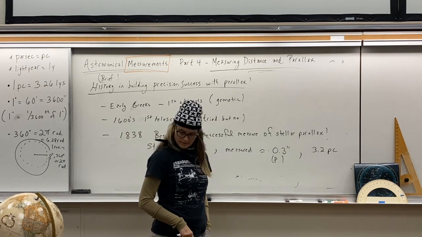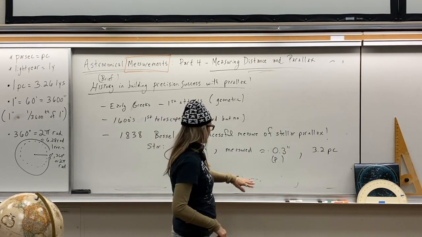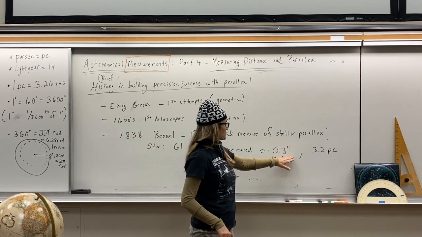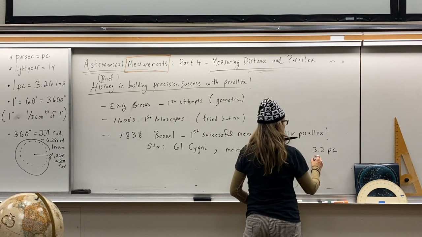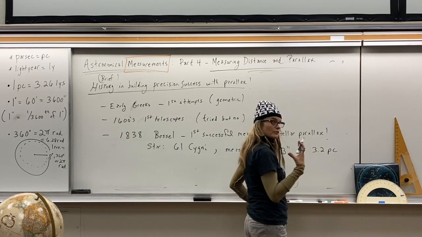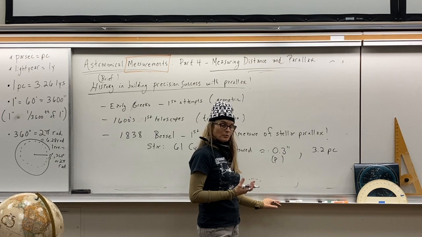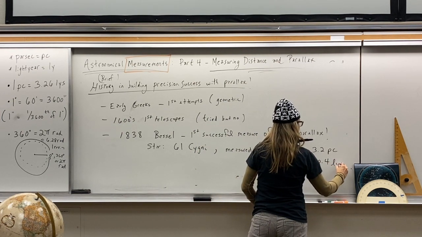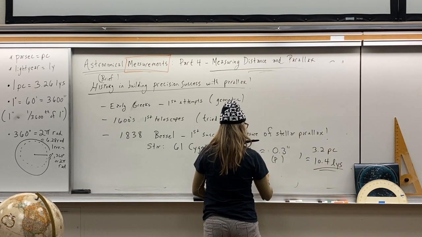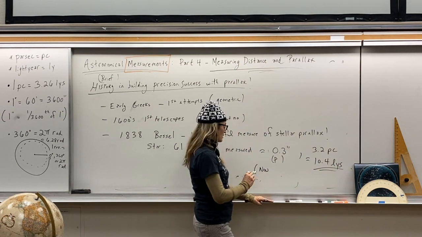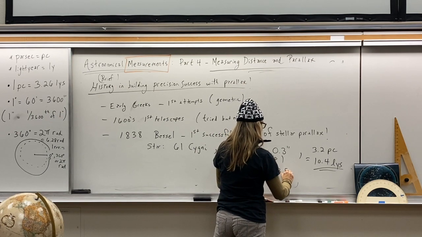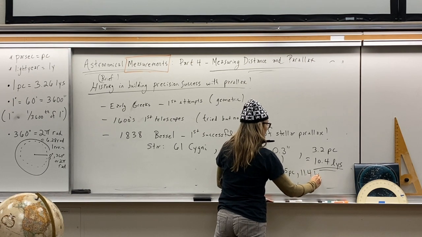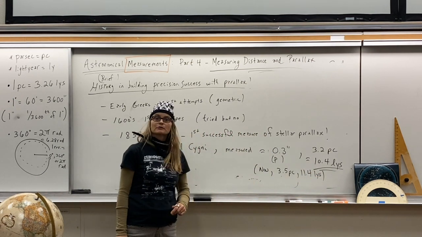Okay. And that was back in the day. So that was really done well. So the first star measured 0.3 arc seconds. We were able to get a distance of 3.2 PC. When you convert that to light years, multiply that by 3.26, you get approximately 10.4 light years. Okay, so now this got refined. Now we actually found this to be 3.5 PC, 11.4 light years away. Not bad, really good for back then.